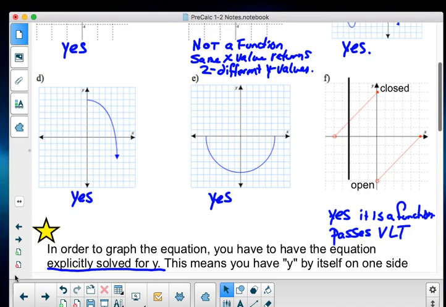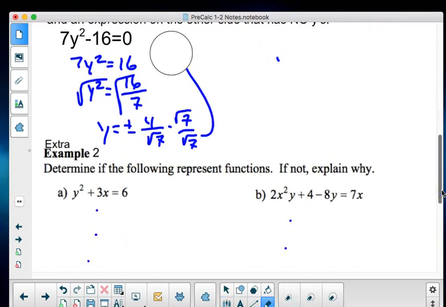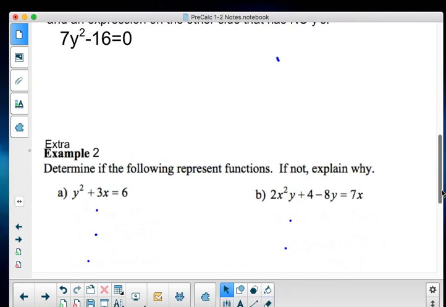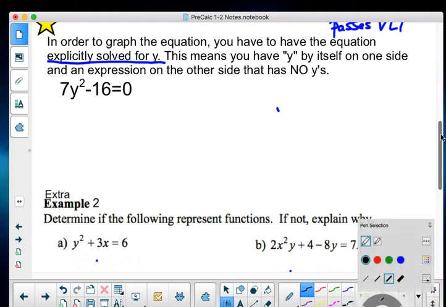Okay, now, let's redo this one here. In correcting the test, I was thinking about this problem as soon as I read this next statement. In order to graph the equation, you have to have the equation explicitly solved for y. This means you have y by itself on one side and an expression on the other side that has no y's in it. Now, when I have people do this, whether they're rushing or not paying attention, when you're solving for y, you got to make sure you get everything set up.